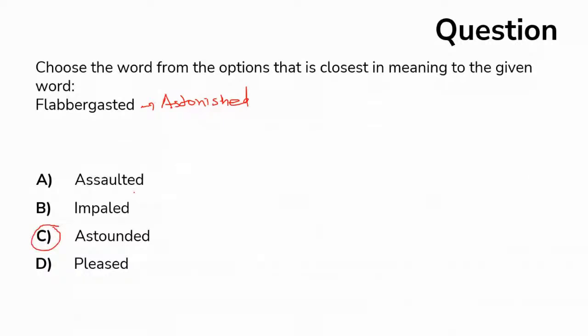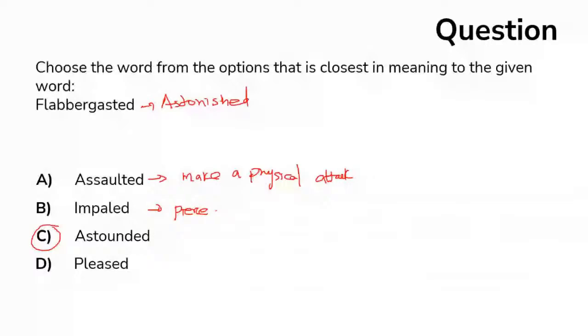And if you go for assaulted, so assaulted means make a physical attack on. And the next one is impaled. So pierce, scar, feast option.